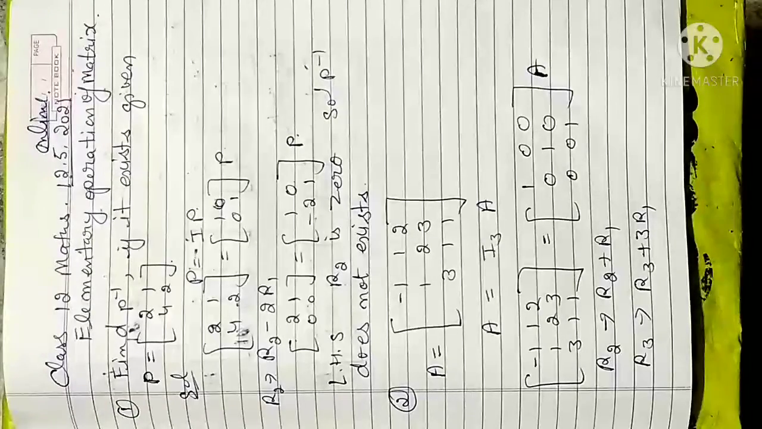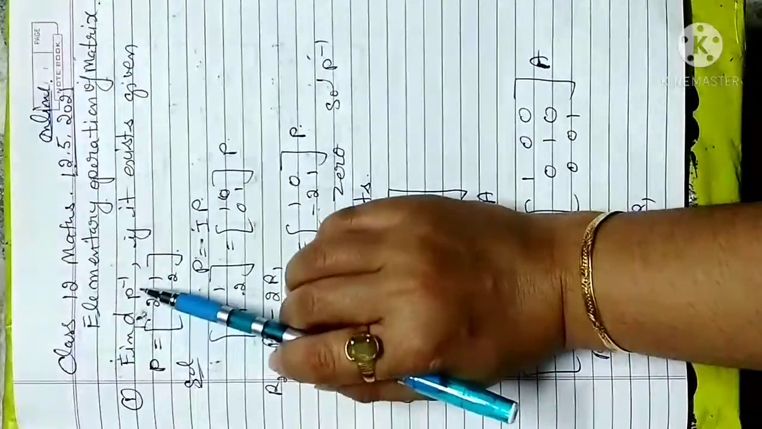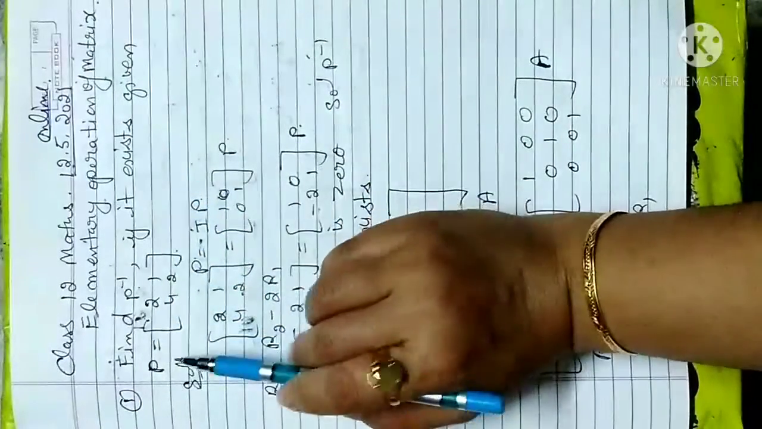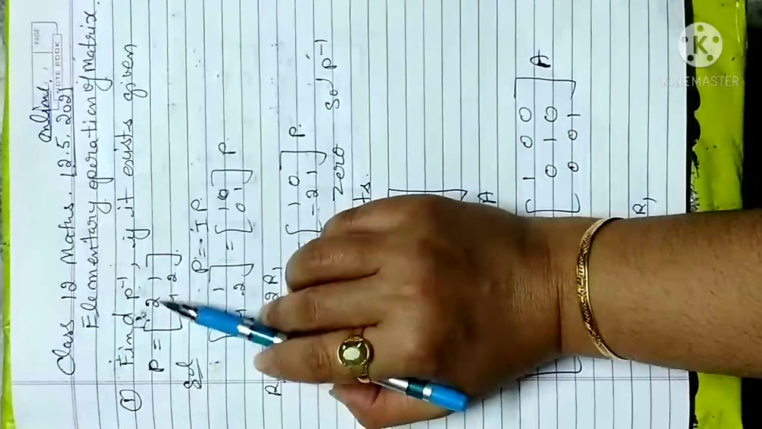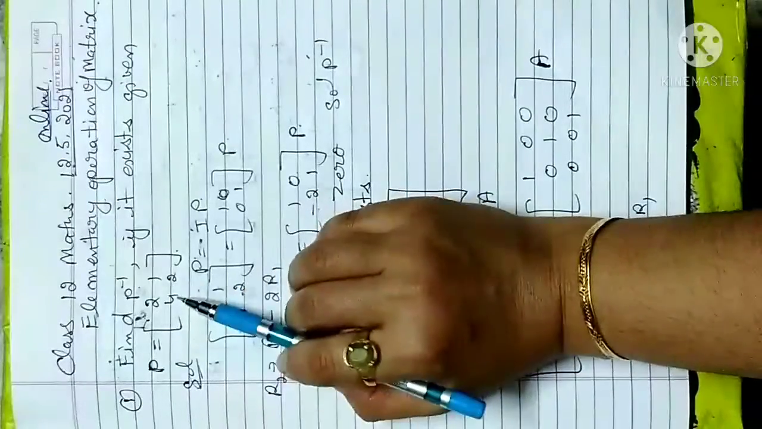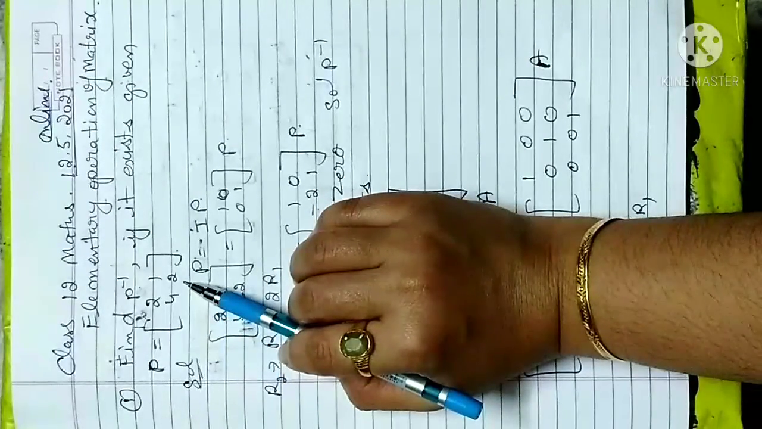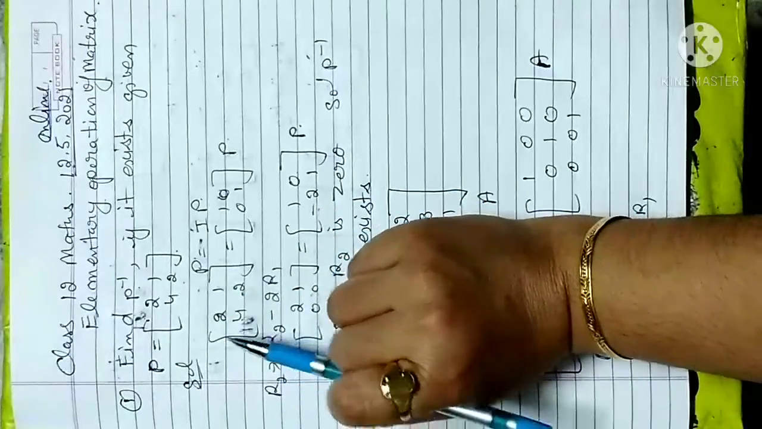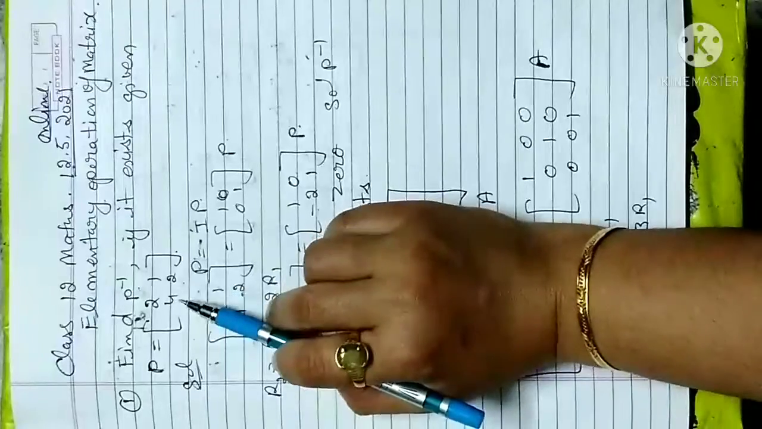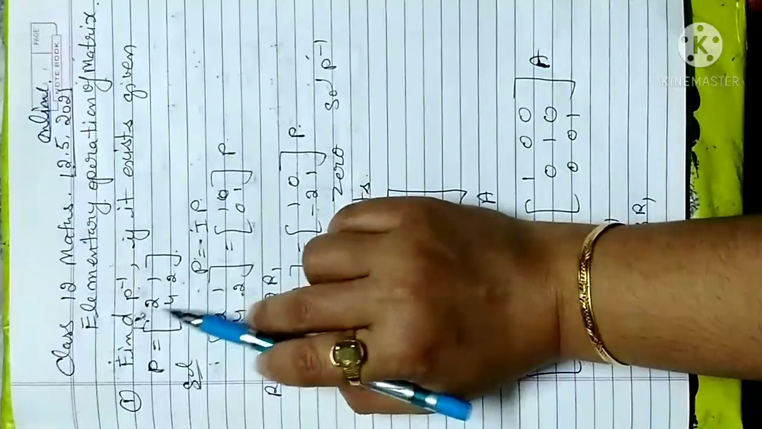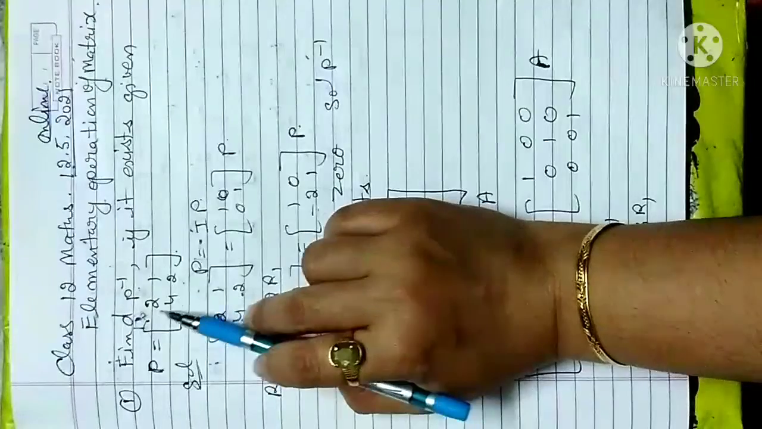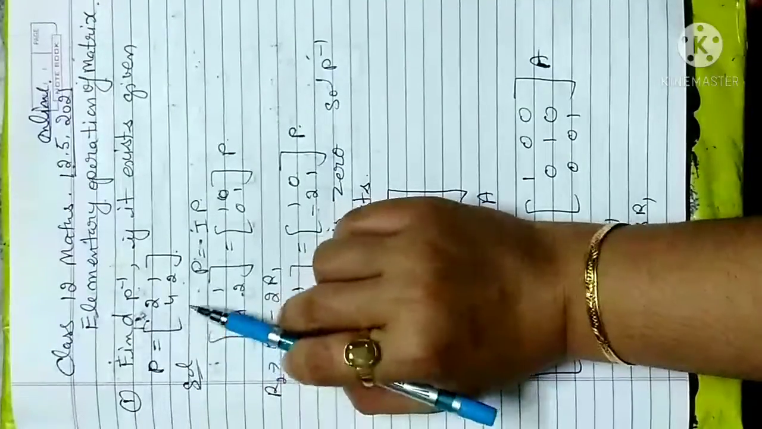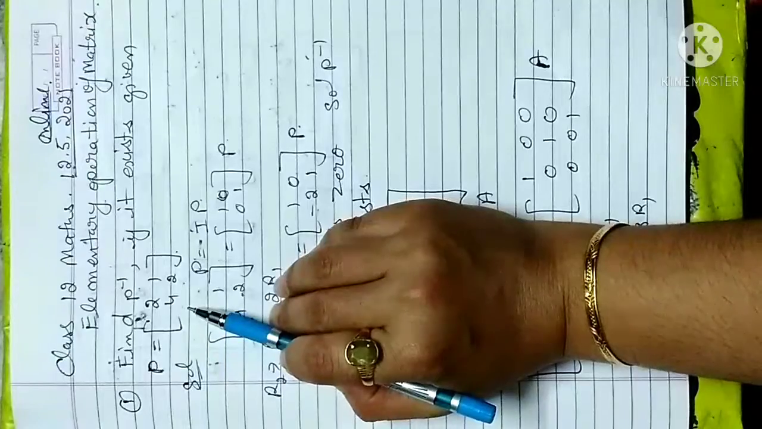And first of all, we will check if there is a condition written, whether the inverse exists or not. Like I have a question: find P inverse if it exists, where P matrix is given as 2 1, 4 2. If you look at this matrix, row 2 is exactly the same as row 1: if you take 2 common from it, it is exactly the same as the first row. But we are not going to check the determinant here.